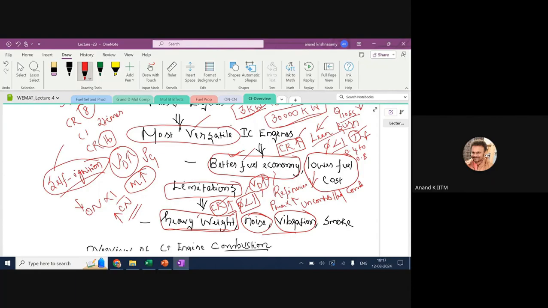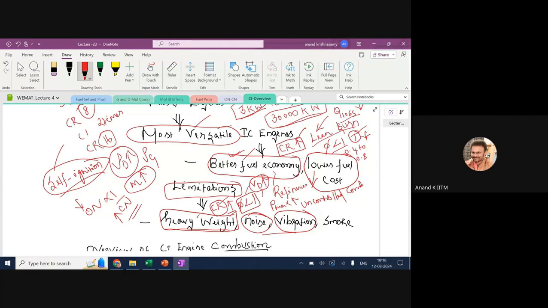So because of the self or auto ignition based combustion mode, suppose the time taken for ignition is more, you will have more vibration. Okay, you will have more noise. That is what is abnormal combustion in a CI engine. So the normal combustion event needs to be carefully controlled because of the self-ignition based combustion event.